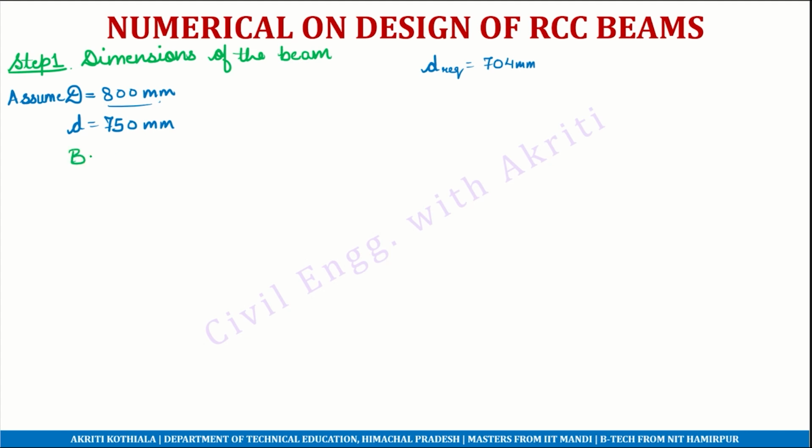So I am continuing with the value of B equal to 350 mm only, because we don't have a check for B and this seems to be appropriate. So we'll move forward with these two new values of overall depth equal to 800 mm, overall breadth equal to 350 mm, and effective depth equal to 750 mm. We'll recalculate the effective span.